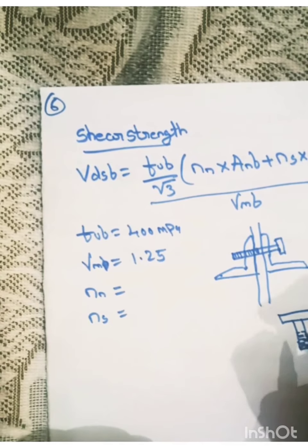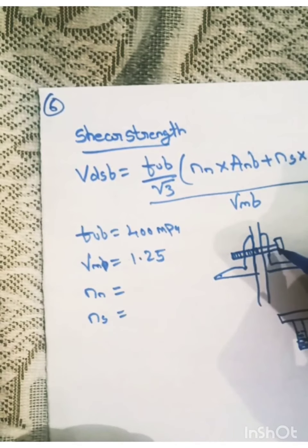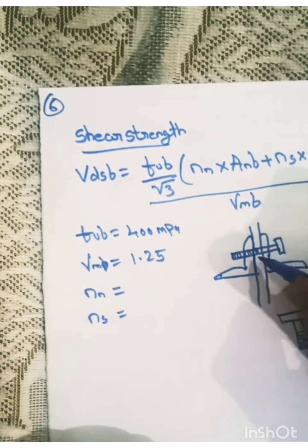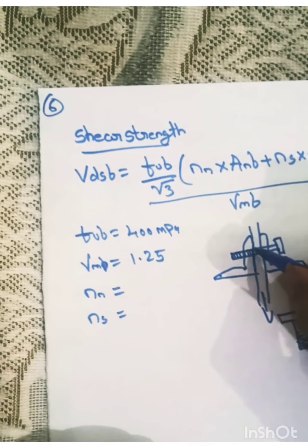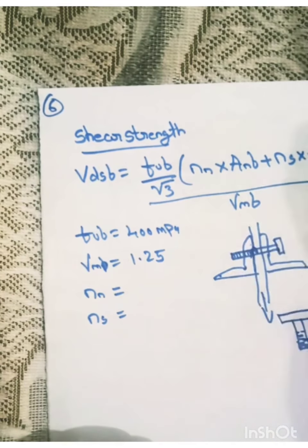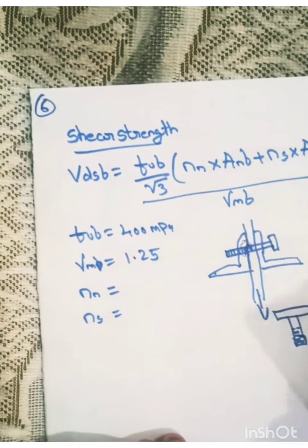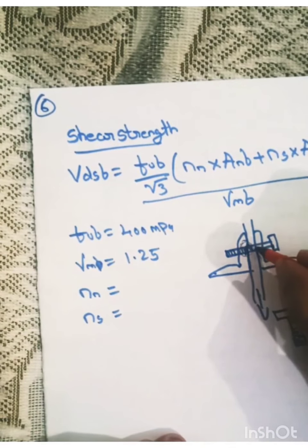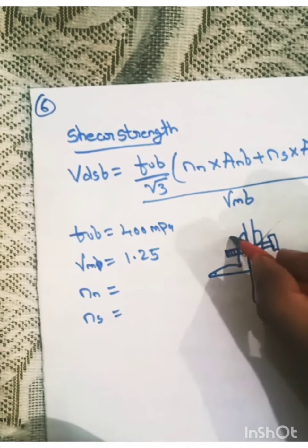Now we need to find the number of shear planes here. When we are putting a bolt here, we need to find the locations wherein this bolt will fail by shear. So here in this problem, we have two angles. When it is loaded to stress, the bolt will fail either in this direction, or at this location.